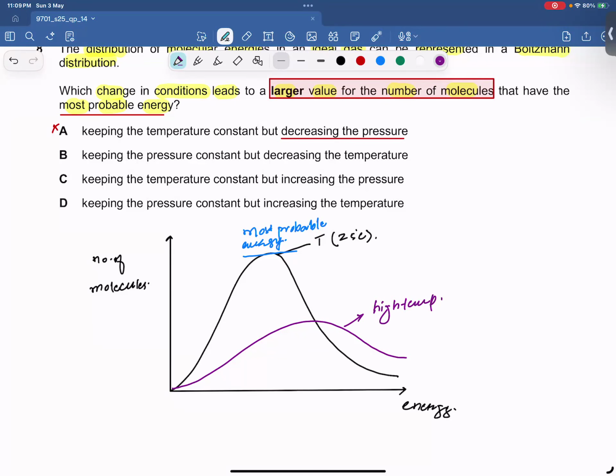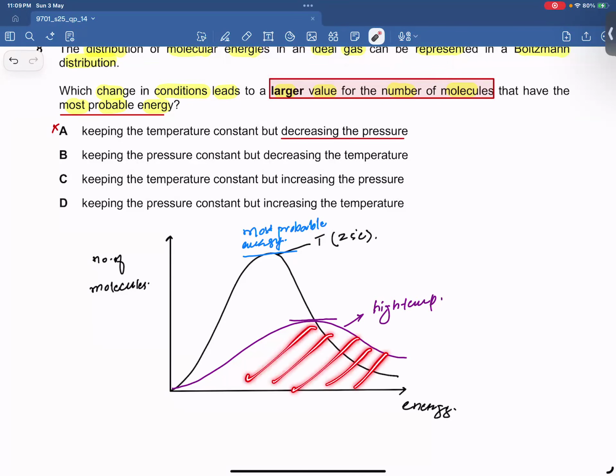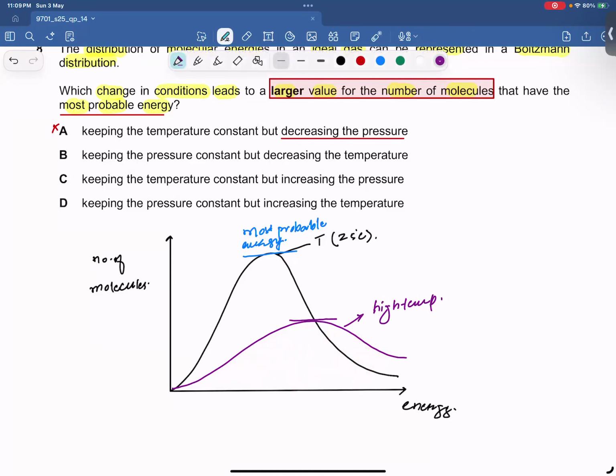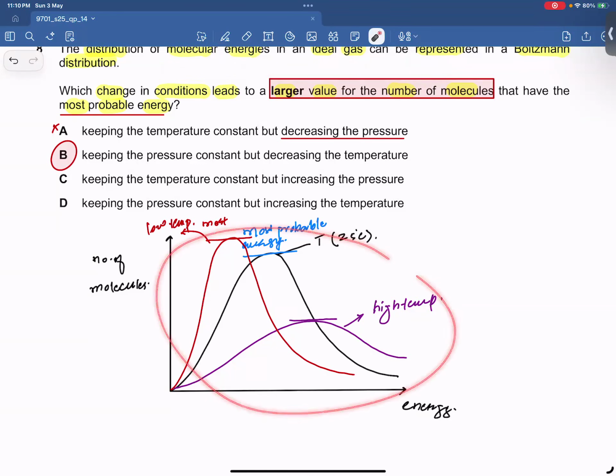But check, the number of molecules at the most probable energy at high temperature decreases, right? So the examiner is looking for a large value of the number of molecules. In this case, the number of molecules would be lower. So in order to get the large number, I have to decrease the temperature. When I decrease the temperature, the curve maximum shifts towards the left-hand side, and it has to be like this. Okay, so that's the most probable energy. Low temperature. On the basis of that, I believe B is going to be the right answer. Okay, and that's what we have discussed in the class, if you remember, okay?